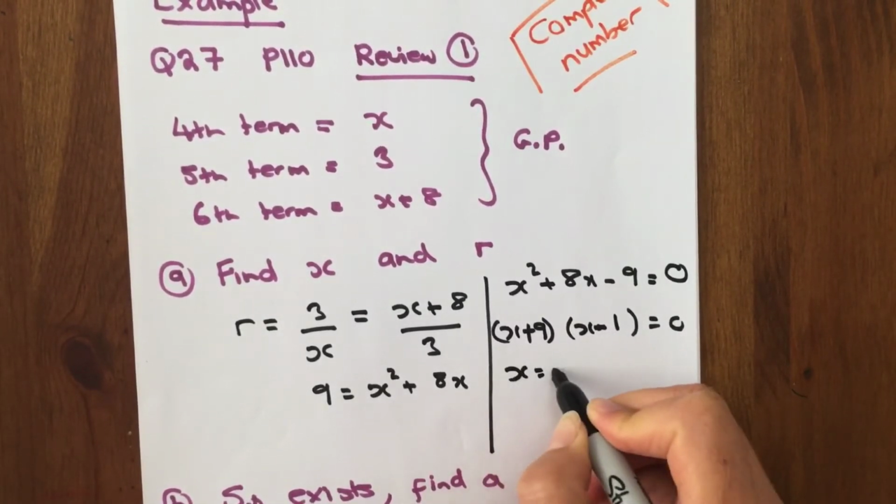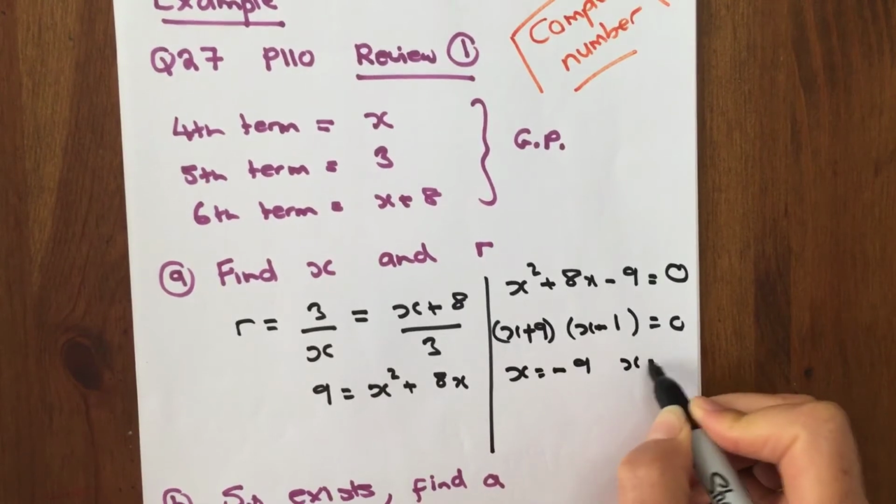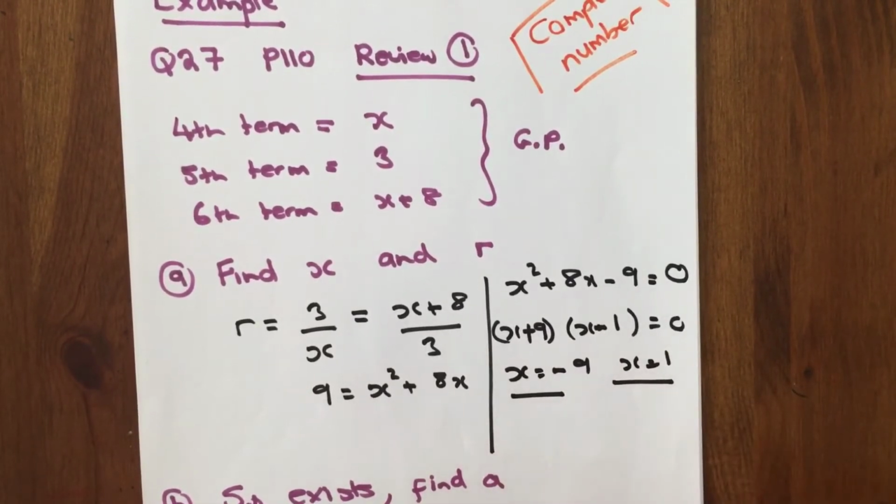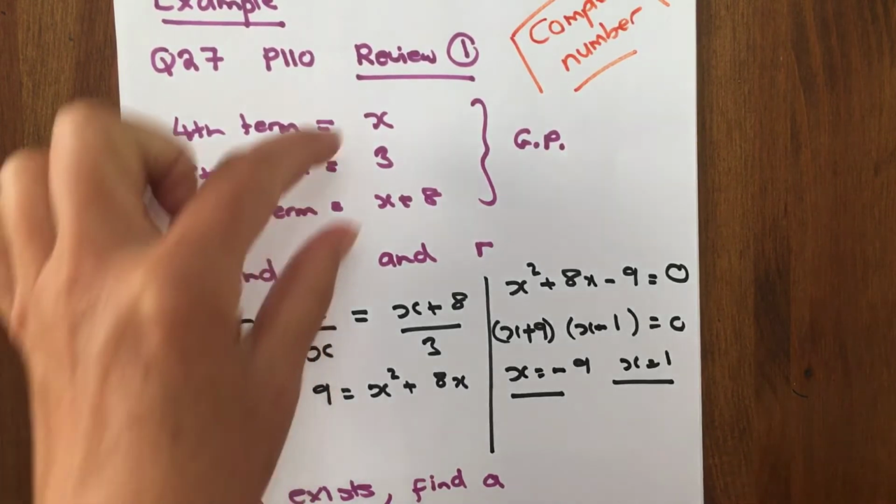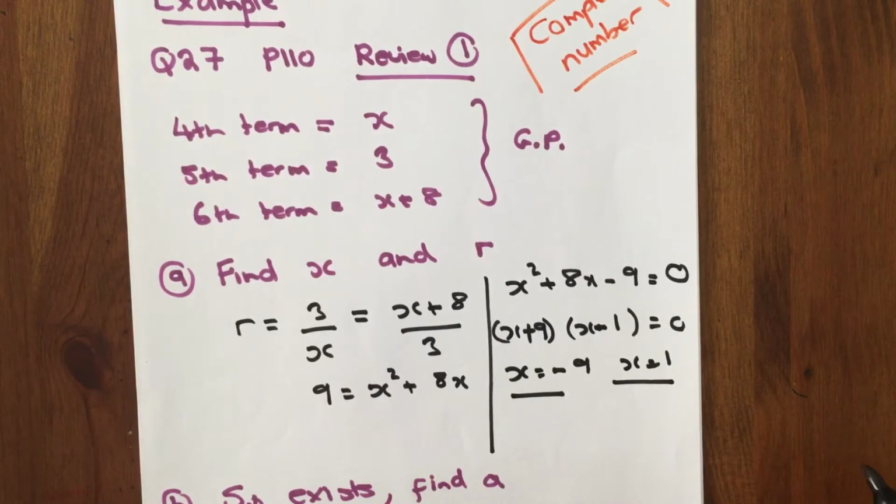So I've got x equals -9 or x equals 1. In each case, it doesn't tell me if these are positive or not in the question. It just tells me that there's 2 possible values for x, and therefore there'll be 2 possible values for y. So what are those values?